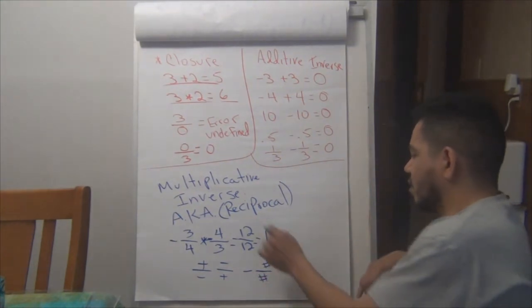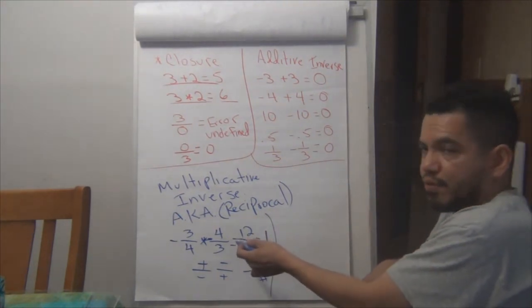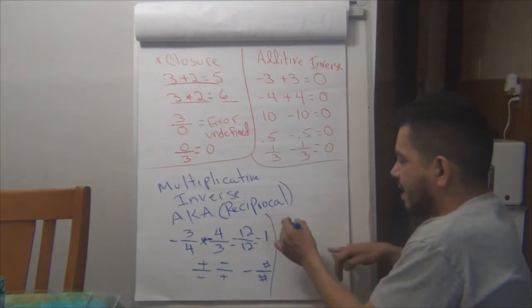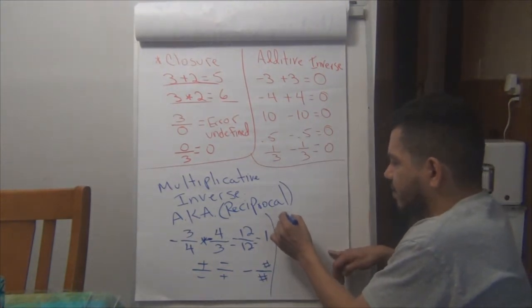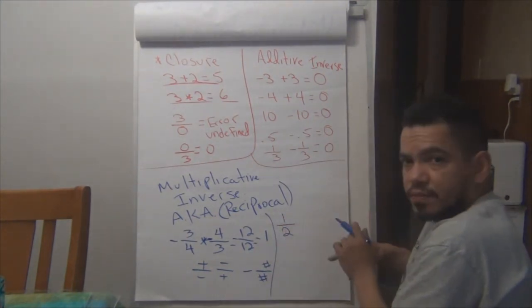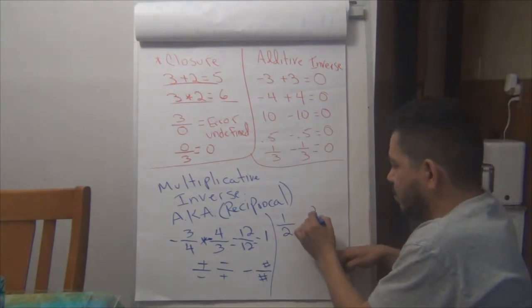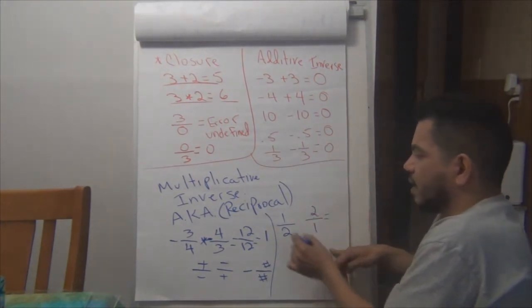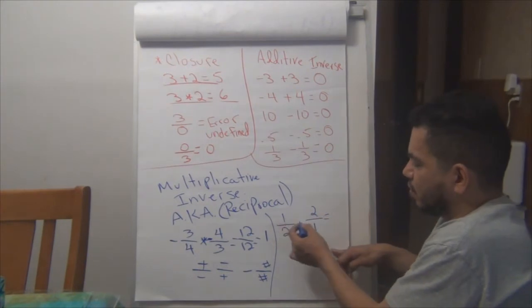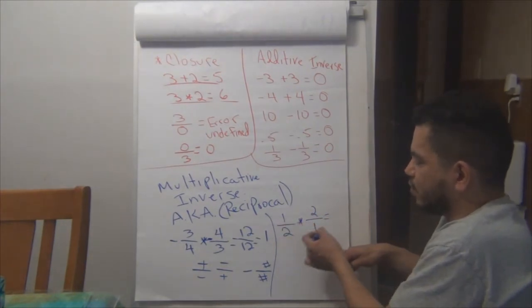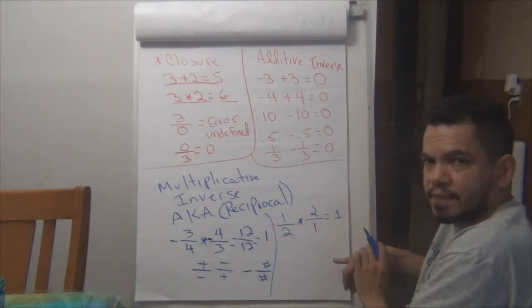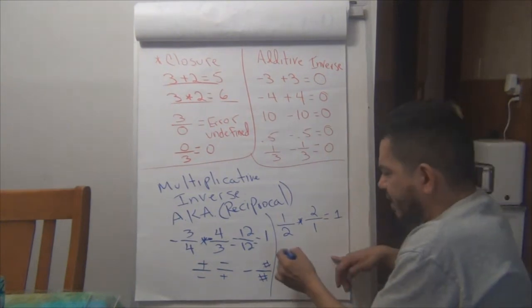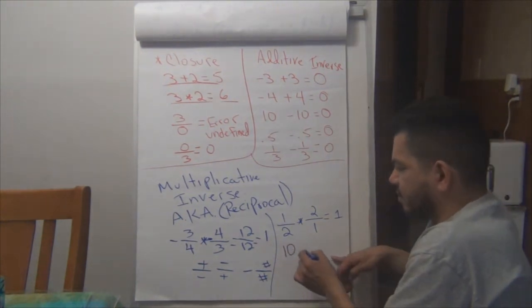Okay? So, once again, I only gave you one example, let me give you another one. How about the multiplicative inverse of 1 over 2? Yes, that would be 2 over 1, because when you multiply, you're going to get 2 over 2, which is 1. Okay, but then what is the multiplicative inverse of 10?